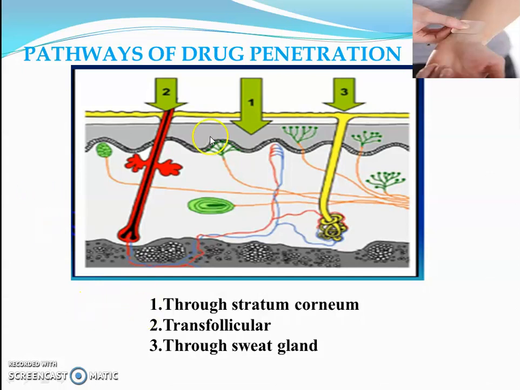So these numbers indicate: number 1, the drug that may be transported from the drug delivery system through the stratum corneum into the systemic circulation. So this indicates the transportation or diffusion of the drug to the stratum corneum directly through the skin. Second, it is transfollicular: the drug may be transported through the follicles. And third, the drug may be transported through the sweat glands.